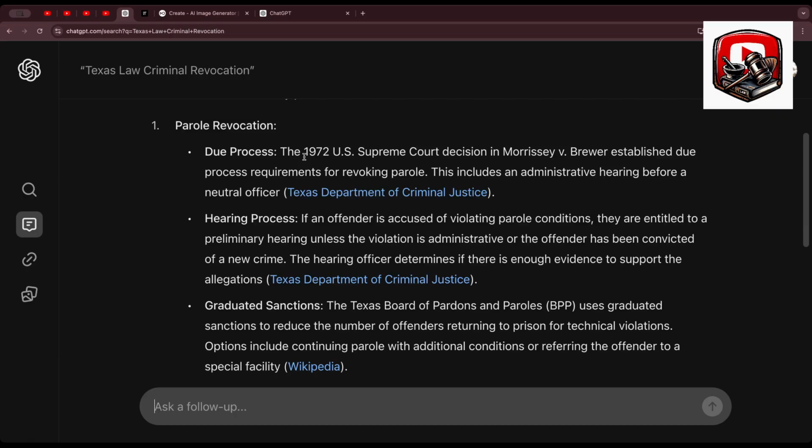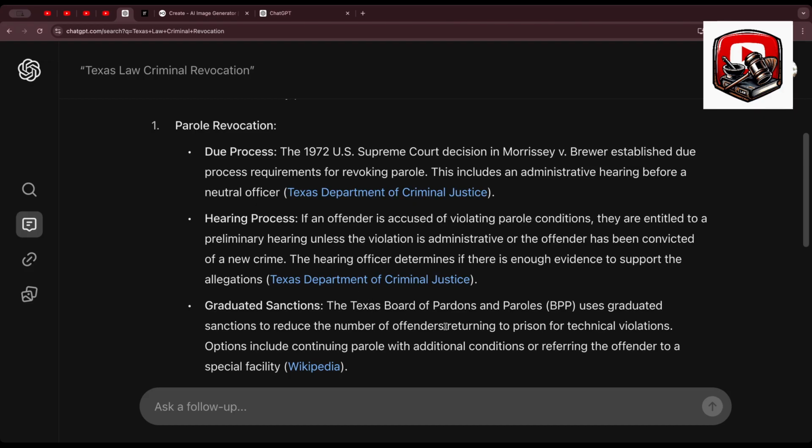Let's talk about the hearing process. When an offender is accused of violating parole conditions, they are entitled to a preliminary hearing unless the violation is administrative, or the offender has been convicted of a new crime. The hearing officer determines if there is enough evidence to support the allegations.